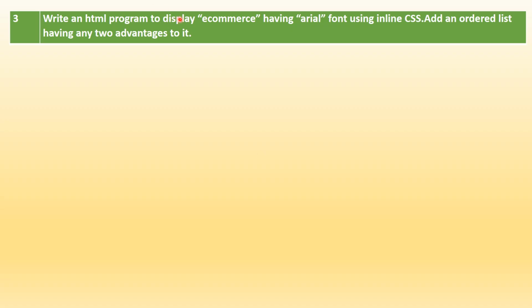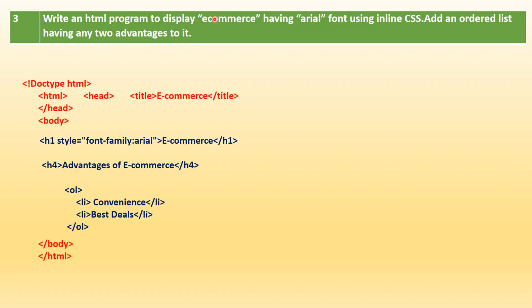In this question, it is to display e-commerce, and the font which is needed is Arial, using inline CSS. There is an ordered list. You have to write 2 advantages of e-commerce. Basic structure. Now I have placed an H1 here. Since it's an inline CSS, you will use style as an attribute. To get the Arial font, we have to write the property called font-family, 2 words, hyphen in between, colon, Arial, that's the value in double quotes. E-commerce I've mentioned, I've closed the H1.